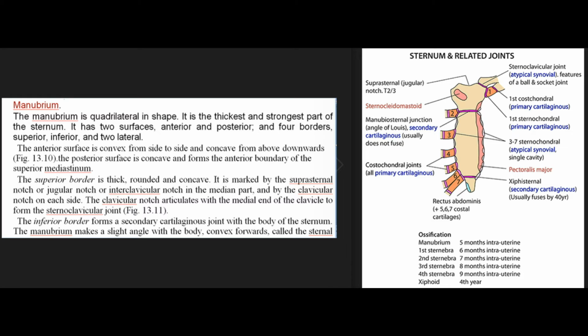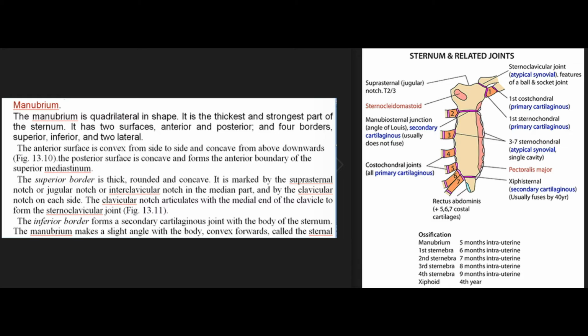Manubrium. The manubrium is quadrilateral in shape. It is the thickest and strongest part of the sternum. It has two surfaces, anterior and posterior, and four borders, superior, inferior, and two lateral. The anterior surface is convex from side to side and concave from above downwards, Fig 13.10. The posterior surface is concave and forms the anterior boundary of the superior mediastinum.